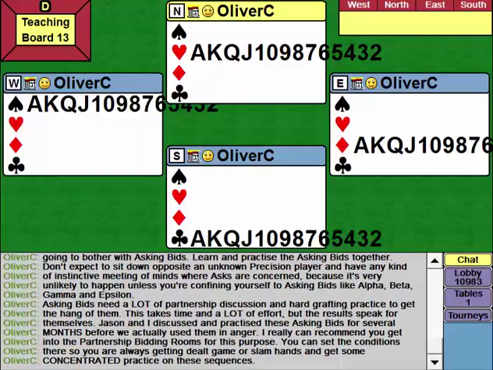So, asking bids take time and they take effort and they take a lot of practice to get right. Jason Hackett and I practiced this system for several months before we actually started using them in anger in competitive situations. So don't expect that you're going to pick these up necessarily fully, even the first time through this set of teaching sessions. There are people who have been playing OCP for several years who are actually still finding out new things that they've forgotten or not fully learned to start with. But it is well worth the effort.